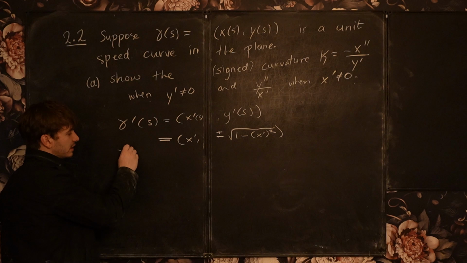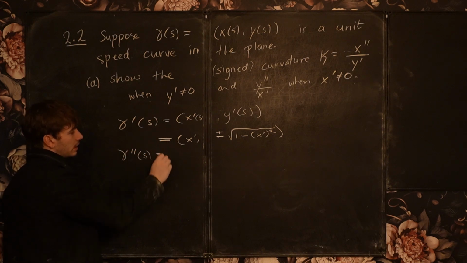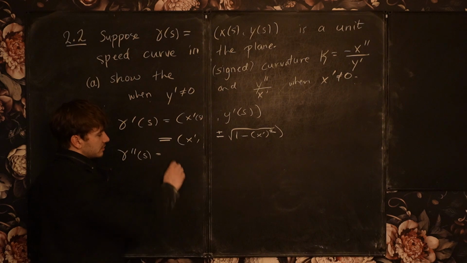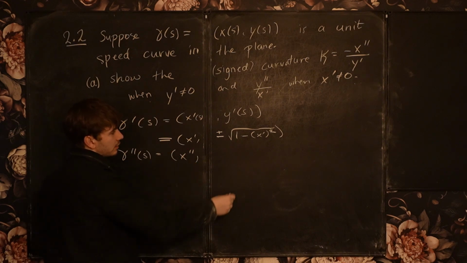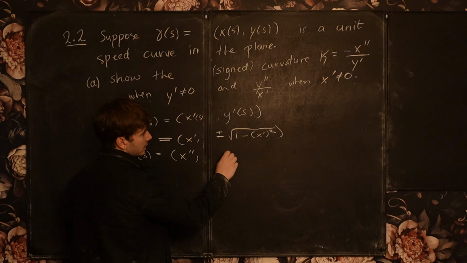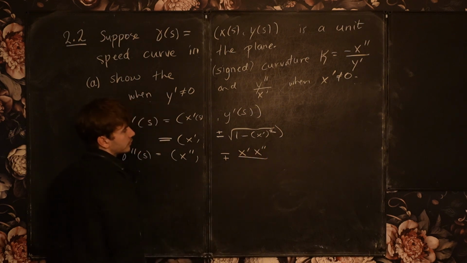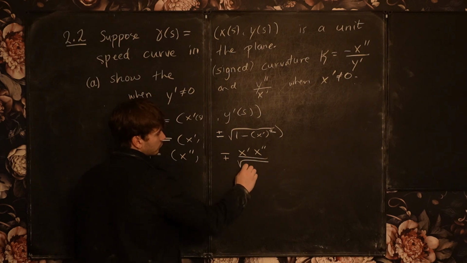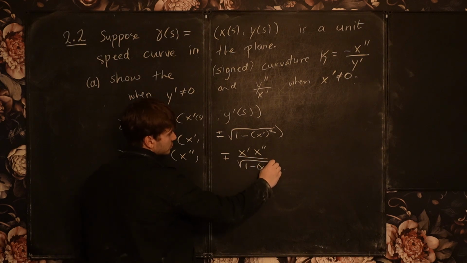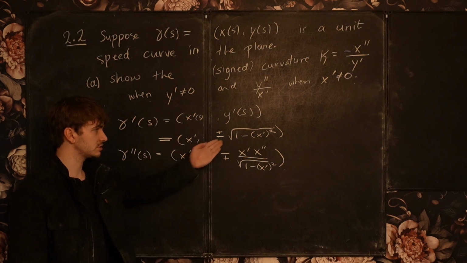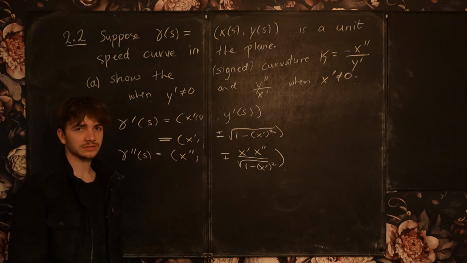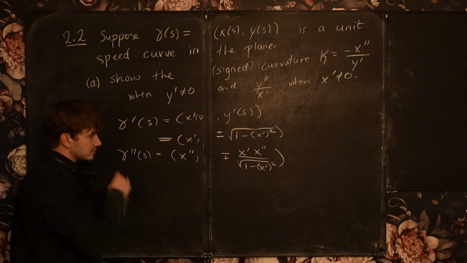Okay, and then we can now calculate gamma double prime, and gamma double prime is just going to be x double prime, and then over here we're going to be left with a minus plus x prime x double prime over the square root of 1 minus x prime squared. So that's just taking the derivative of this square root function here with respect to s.